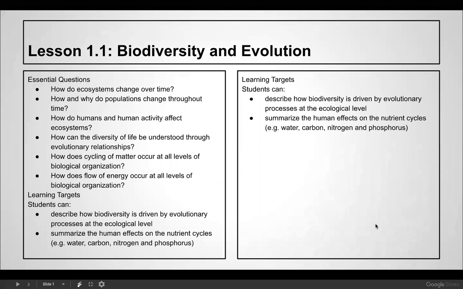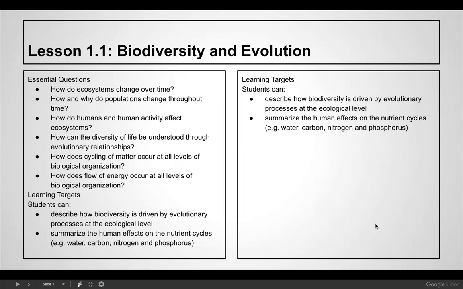Okay, Biology B students, here's lesson 1.1, Biodiversity and Evolution. Some of the things you're going to question while you're going through this lesson: How do ecosystems change over time? How and why do populations change throughout time? How do humans and human activity affect ecosystems? How can the diversity of life be understood through evolutionary relationships? How does cycling of matter occur at all levels of biological organization? How does the flow of energy occur at all levels of biological organization?